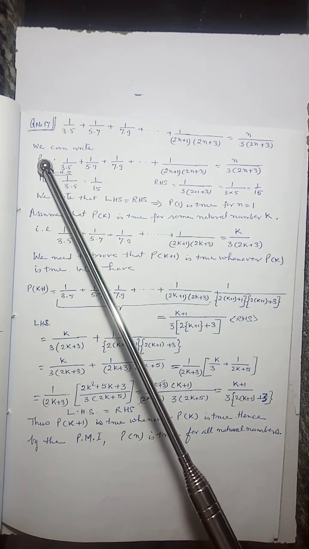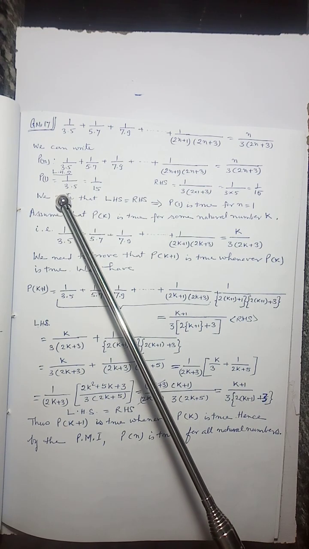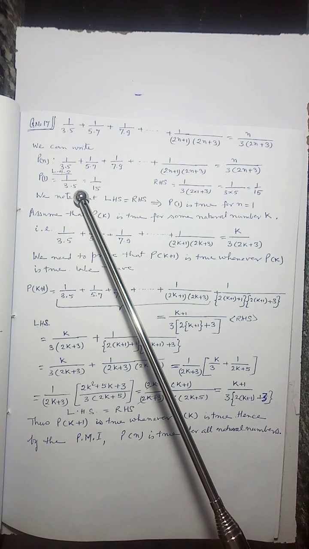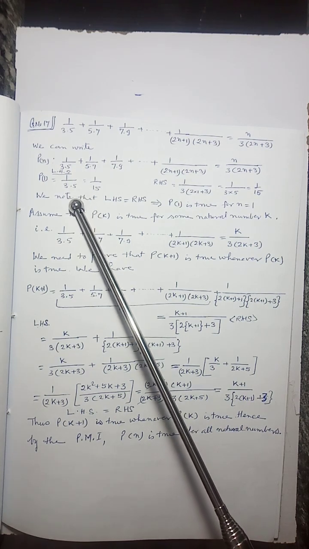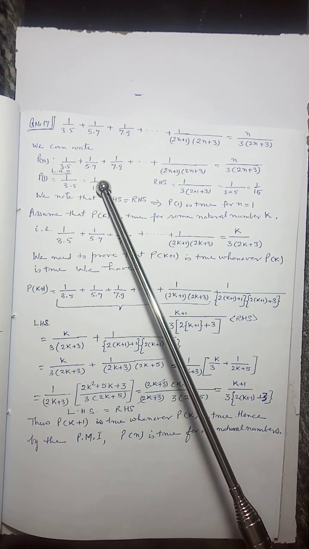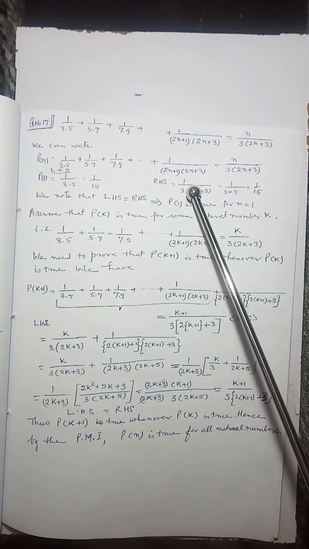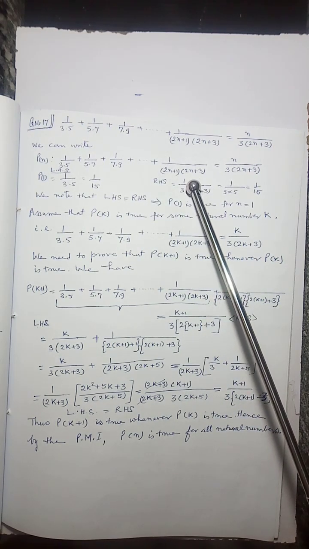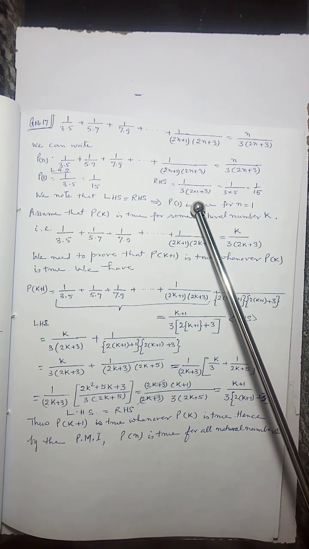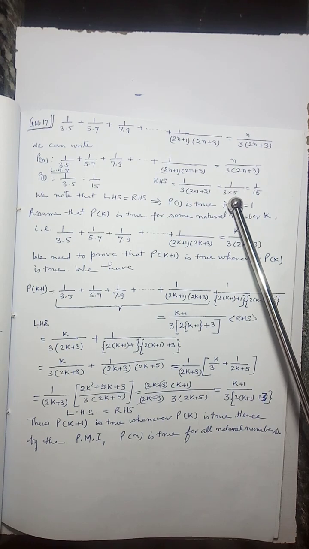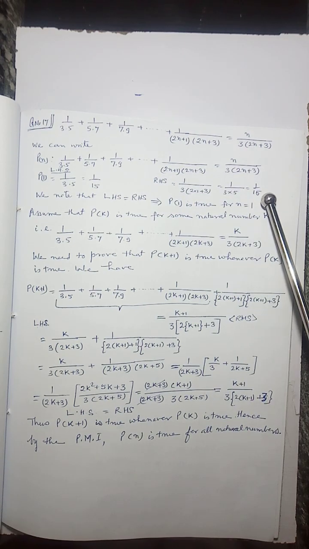In place of n, we take P1. The left side, the first term, is 1 upon 3 into 5, that is equal to 1 upon 15. The right hand side will be 1 upon 3 in bracket 2 into 1 plus 3, that will be equal to 1 upon 3 into 5. Again, it is equal to 1 upon 15.